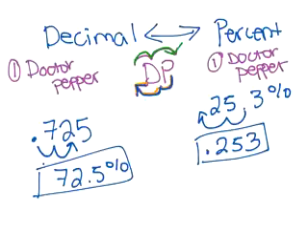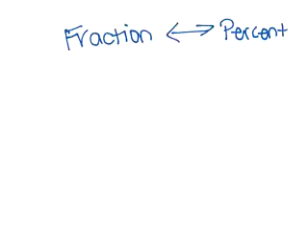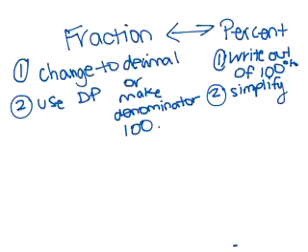Let's go ahead and take a look now at converting from a fraction to a percent. When converting from a fraction to a percent, the first thing we need to do is change it to a decimal. That's the first step. Or if you can make the denominator 100, you can also do that to easily turn that into a percent. After we've changed it to a decimal, we would use Dr. Pepper. So let's go ahead and apply that.